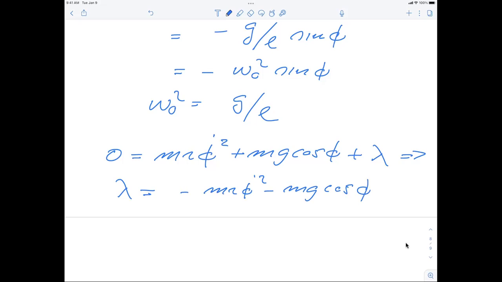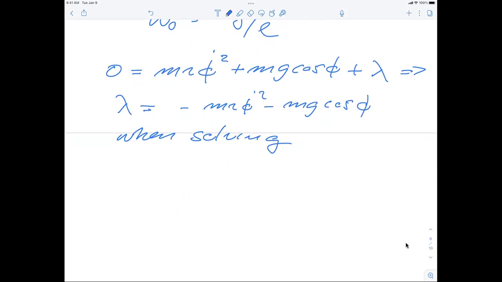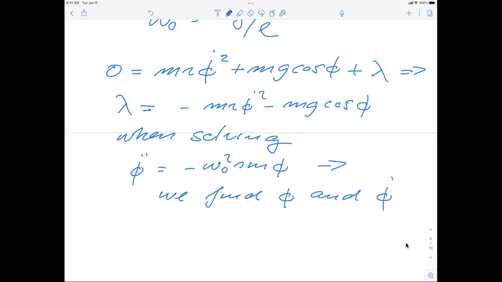Now r is fixed. So as soon as we solve the equations, and this is essentially what you did in one of the homeworks, when you solve the differential equation for phi double dot equal to minus omega squared times sine of phi, we find phi and the angular velocity. So when we have the angular velocity and the angle itself as a function of time, then we know the value for this parameter lambda.